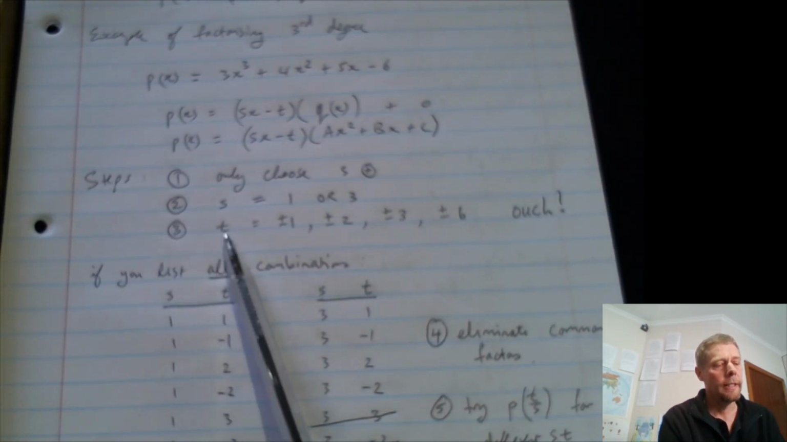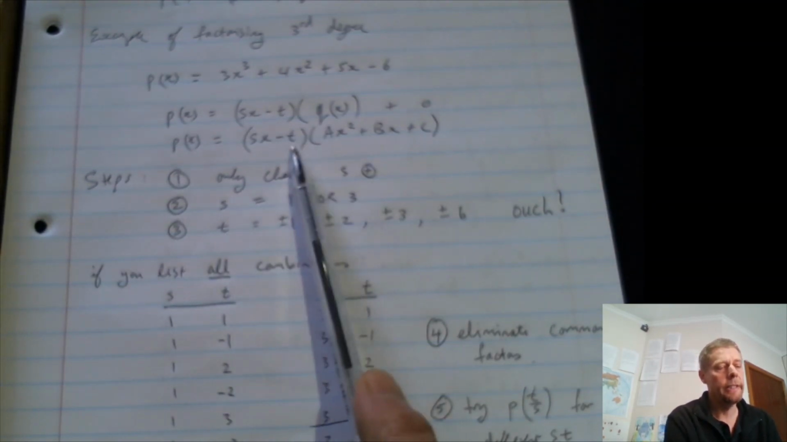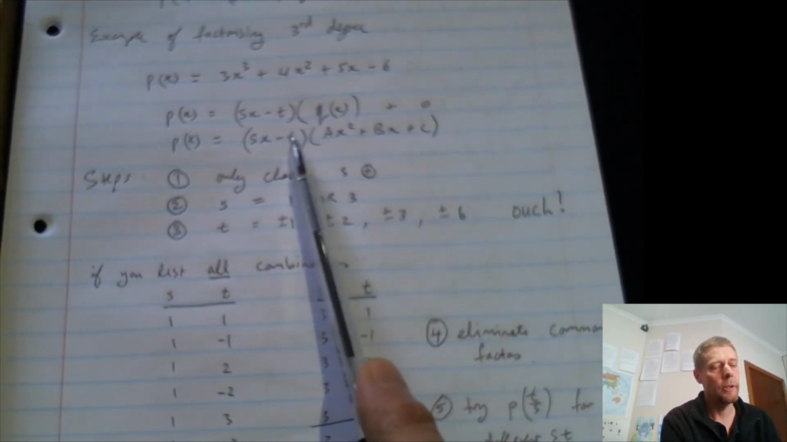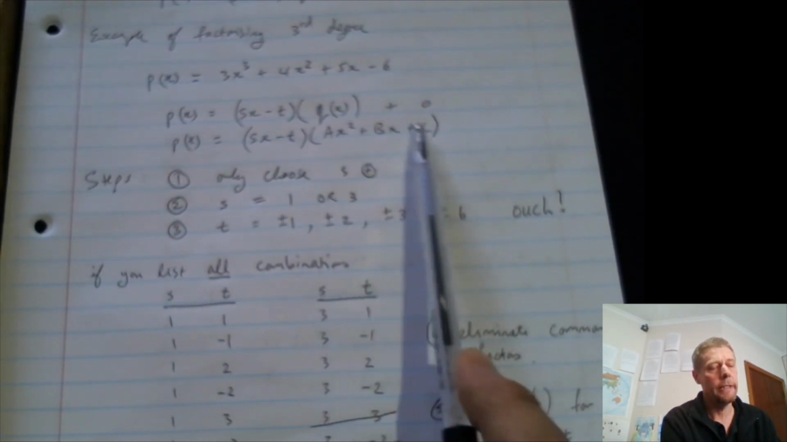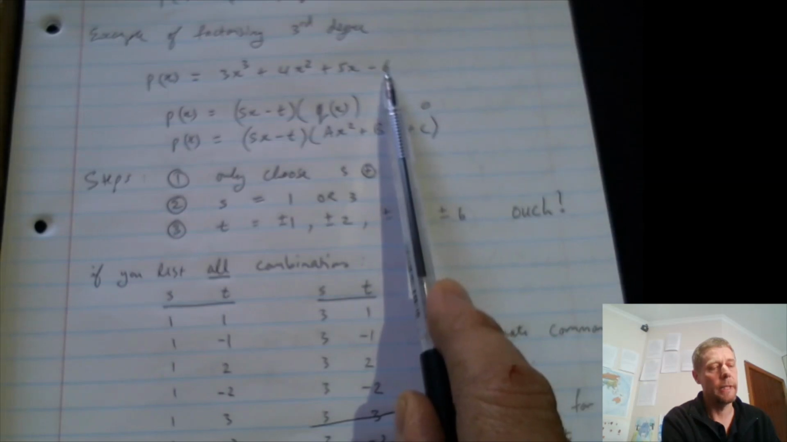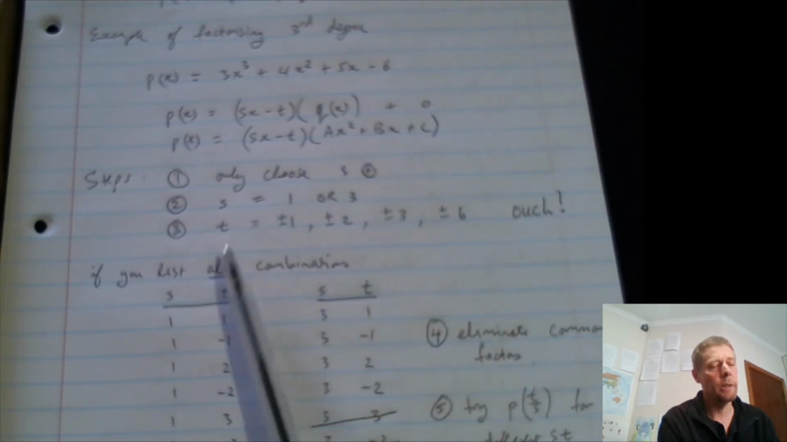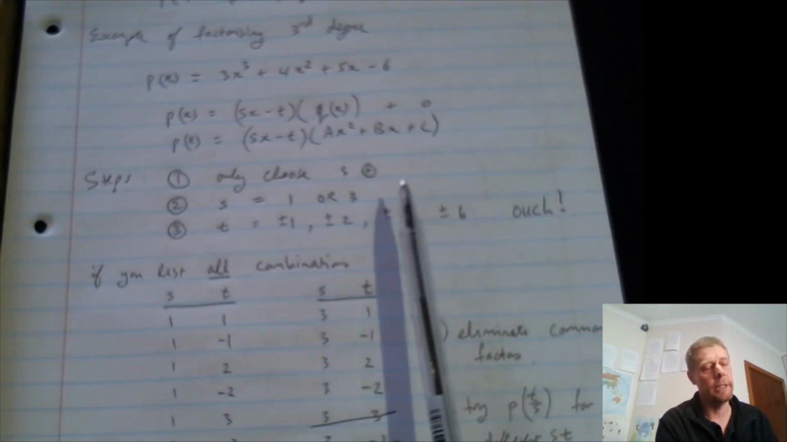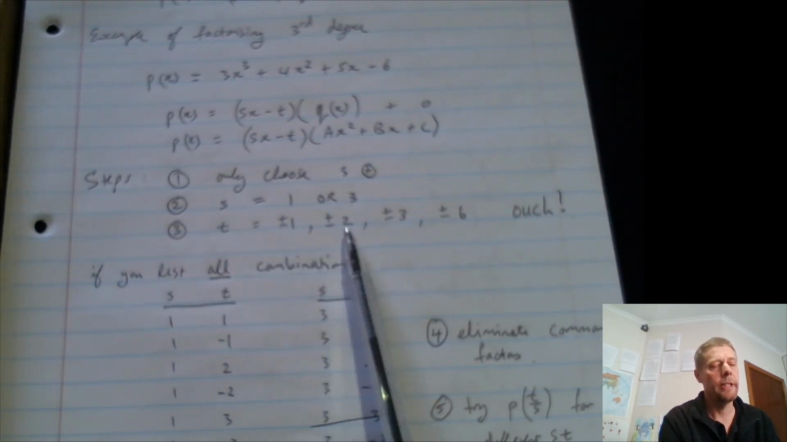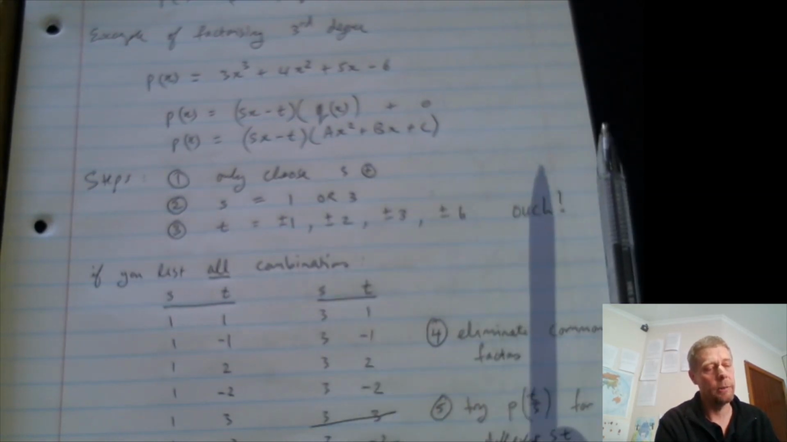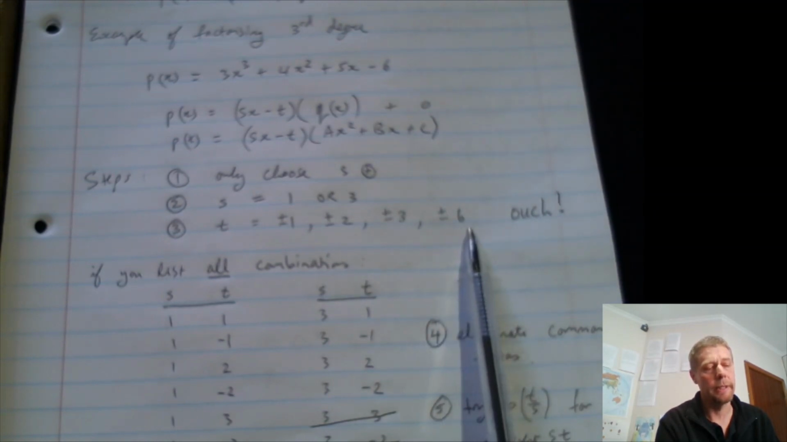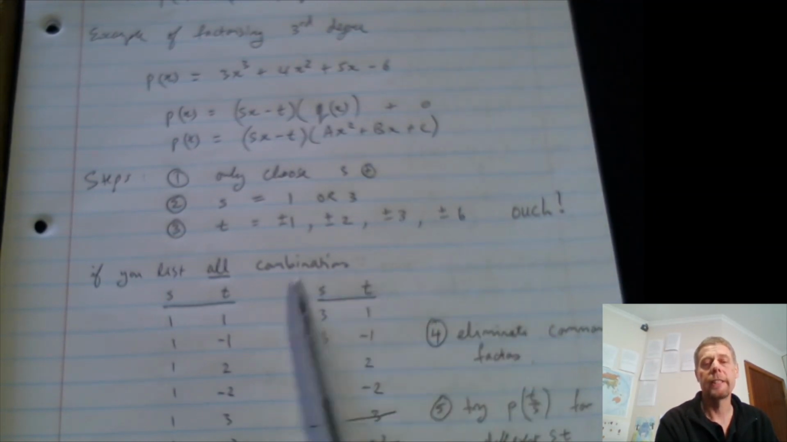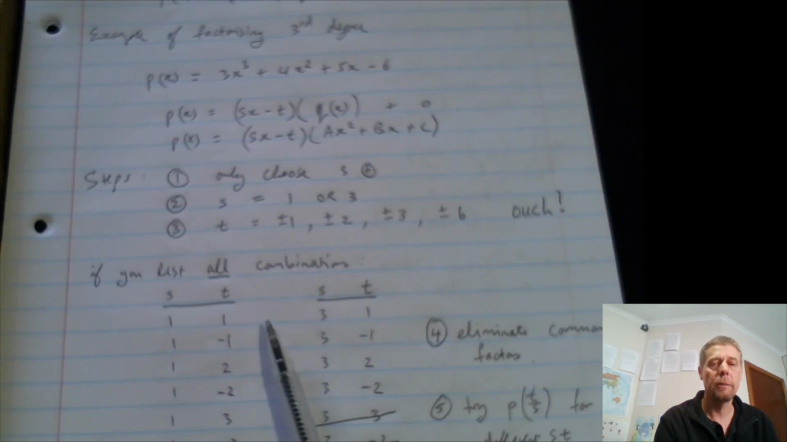Okay. Then if we look at t, t and c form the constant term. And in our case, -t times c must equal -6. So that means t can be ±1, in which case c would be ±6. t could be ±2, in which case c would be ±3. t could be ±3 or ±6. Ouch. Now that's a lot of options. But let's look at it a bit more closely.